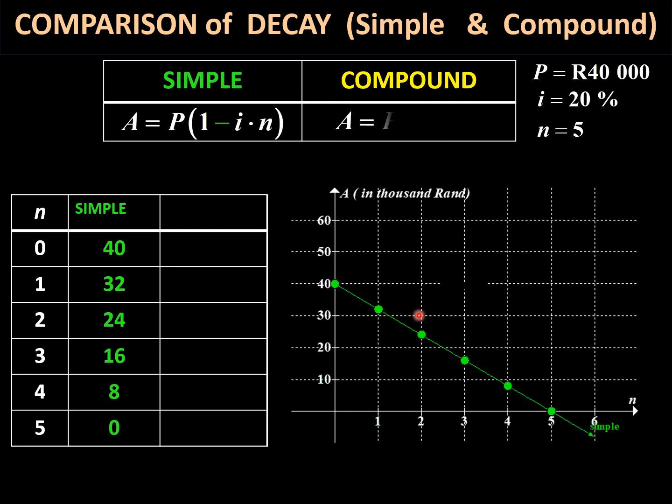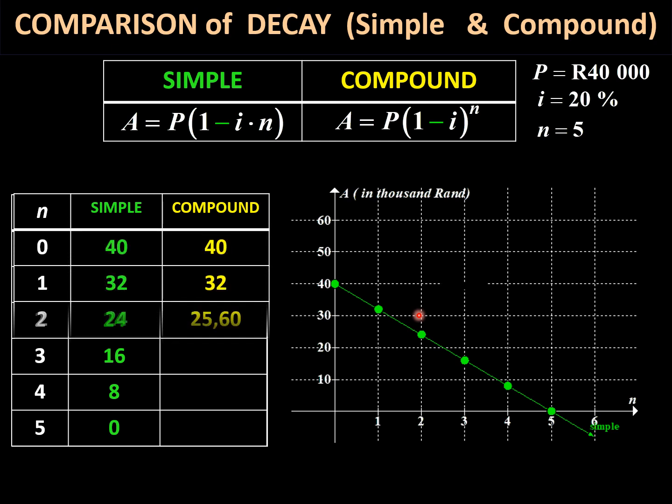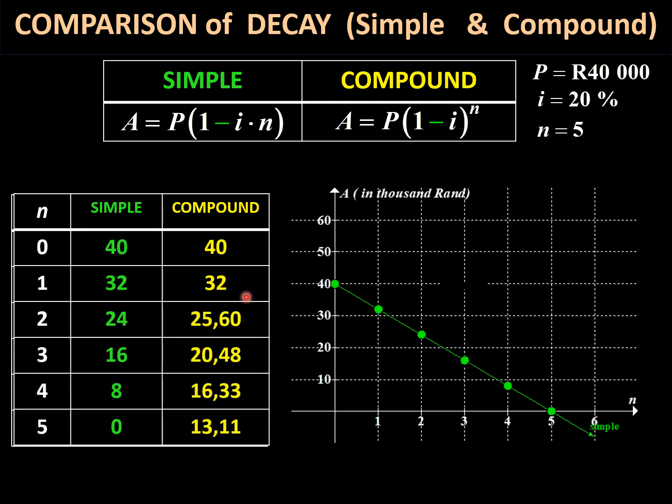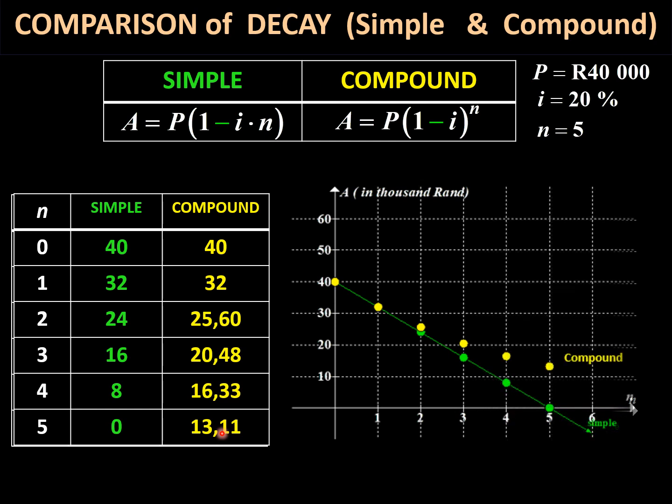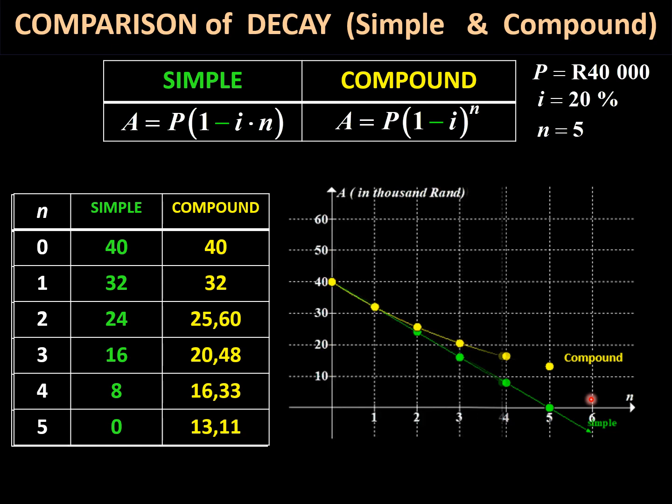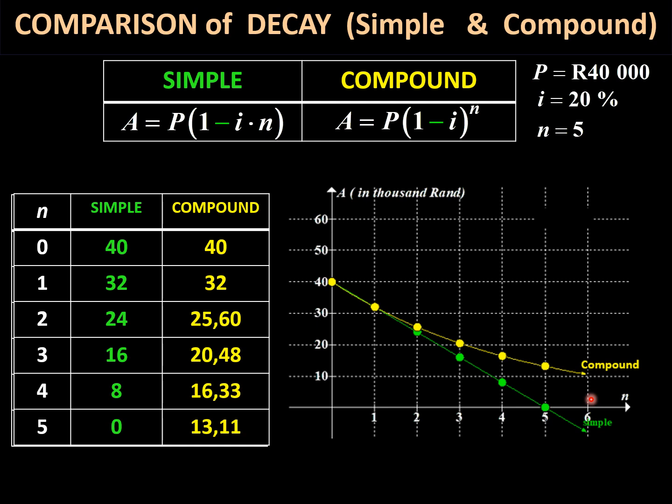Now let's look at the compound decay. There's the formula for compound, 1 minus i to the n. We start off with 40,000, and then after the first year, it's the same, and then it just decreases gradually. But this one will not end up with a 0. If you look at it graphically, you can see it's not linear. It's also an exponential function, but it never reaches 0. There's an asymptote here. And if you join those points, we see that that's the compound decay. It will never attain 0, it doesn't matter how far we go.